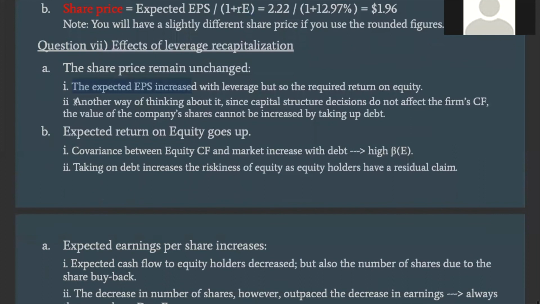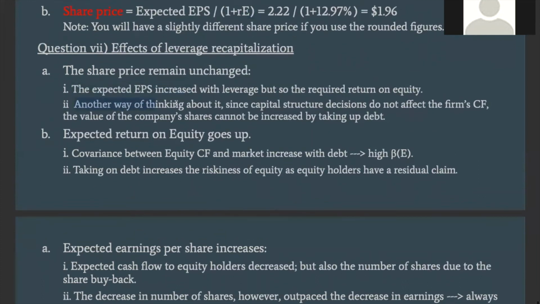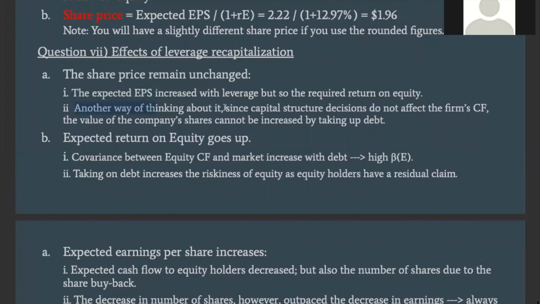Another way of thinking about why the share price remains unchanged is that we are assuming a perfect capital market, which means the capital structure decisions do not affect the cash flows. If the free cash flows of the project do not change, the value of the company cannot change. So the equity value would have to remain the same, right? The only thing that is compensated with the higher cash flow is the extra risk that the equity holders are taking.